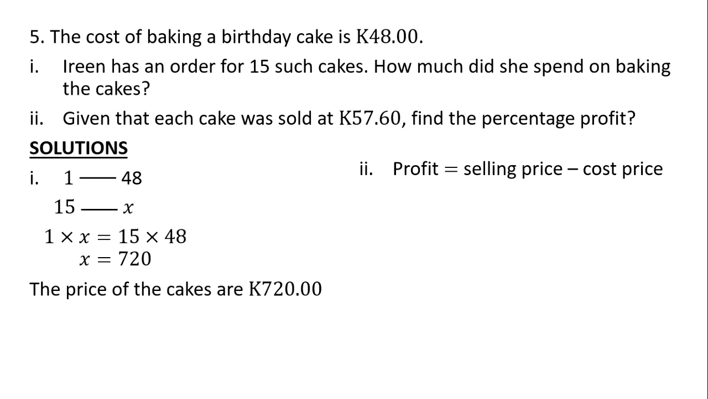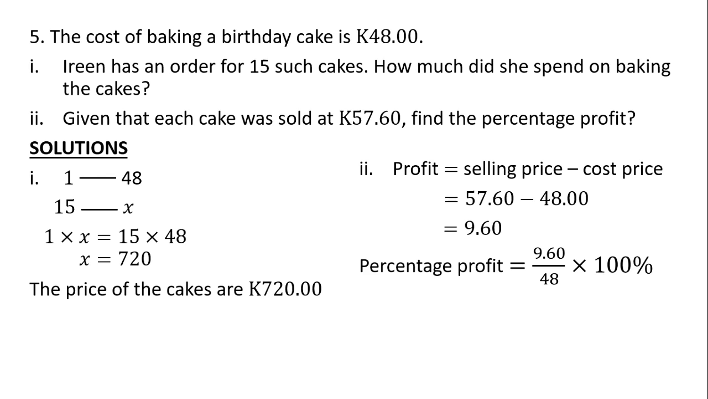Given that each cake was sold at 57 kwacha 16 ngwe, find the percentage profit. Profit is equal to selling price minus cost price. The selling price was 57 kwacha 16 ngwe, and the cost price was 48. Subtracting 57 kwacha 16 ngwe minus 48, you get 9 kwacha 16 ngwe. So our percentage profit is 9 kwacha 16 ngwe divided by the cost price, 48, times 100%. Dividing 9.6 by 48 gives 0.2. Multiplying 0.2 by 100% gives 20%. Therefore, the percentage profit was 20%.